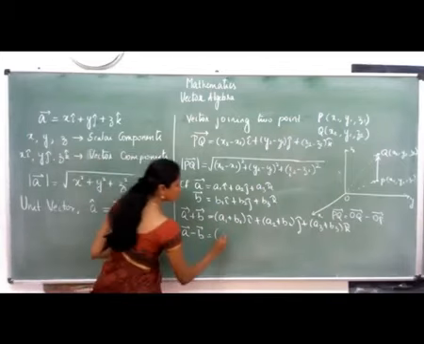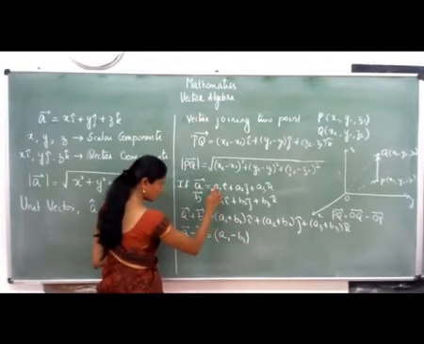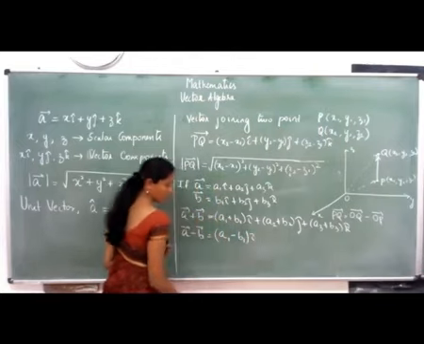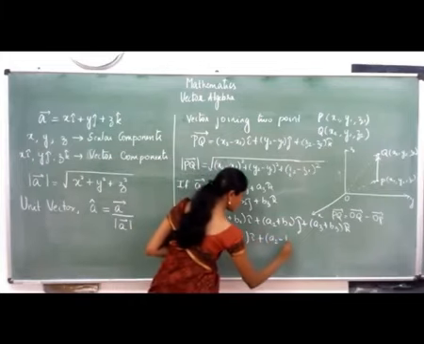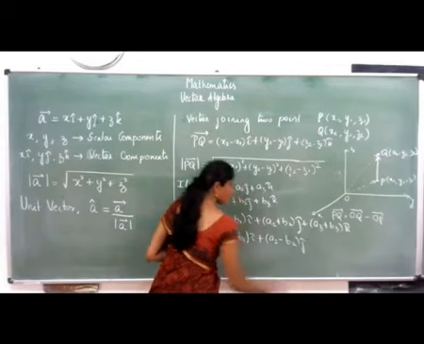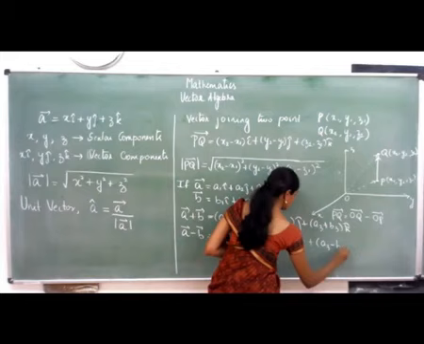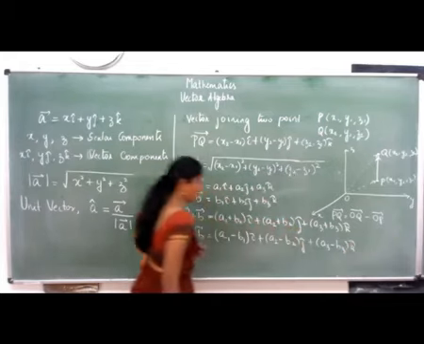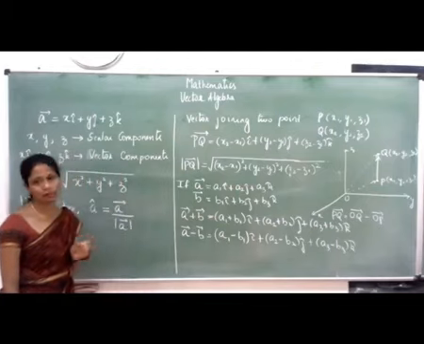So the subtraction of two vectors is given by A1 minus B1 into i cap, plus A2 minus B2 into j cap, plus A3 minus B3 into k cap. Okay, so this is about addition and subtraction.